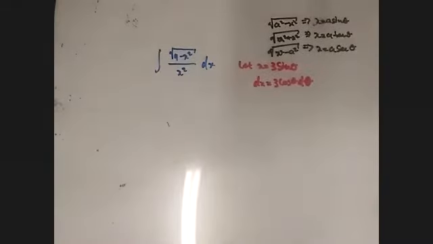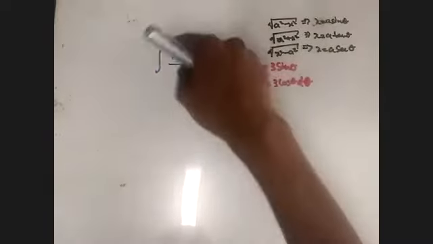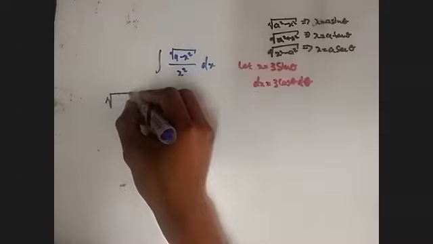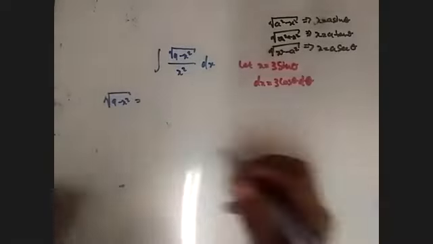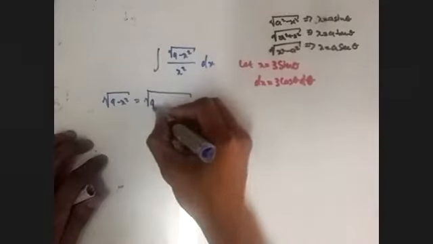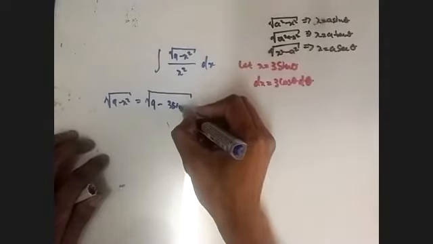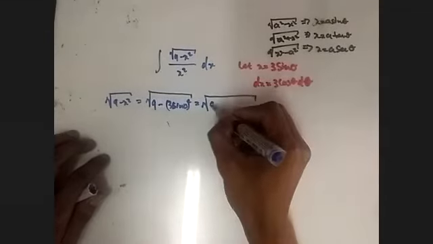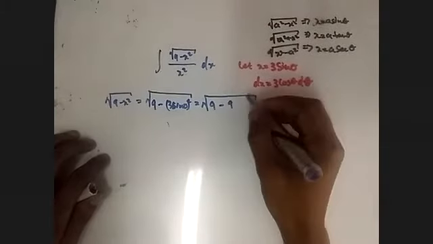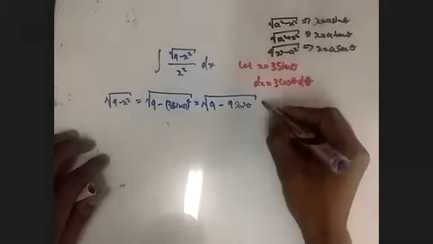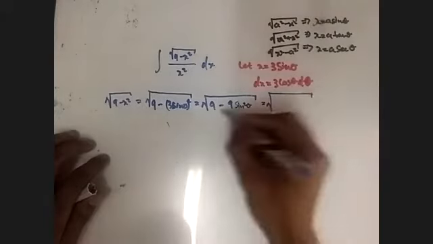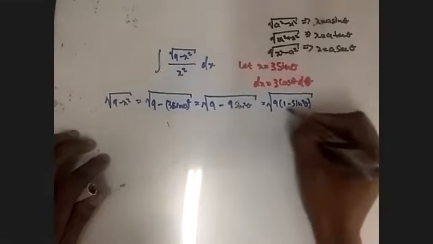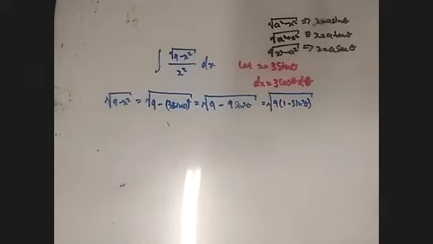Now I'm going to define this with respect to x. The square root of 9 minus x squared equals the square root of 9 minus (3 sine theta) squared, which equals the square root of 9 minus 9 sine squared theta. The common factor is 9, leaving 1 minus sine squared theta, which is a trigonometric identity.